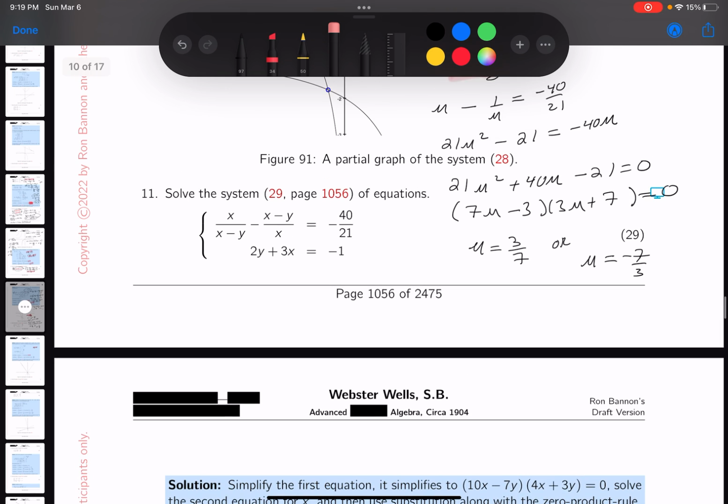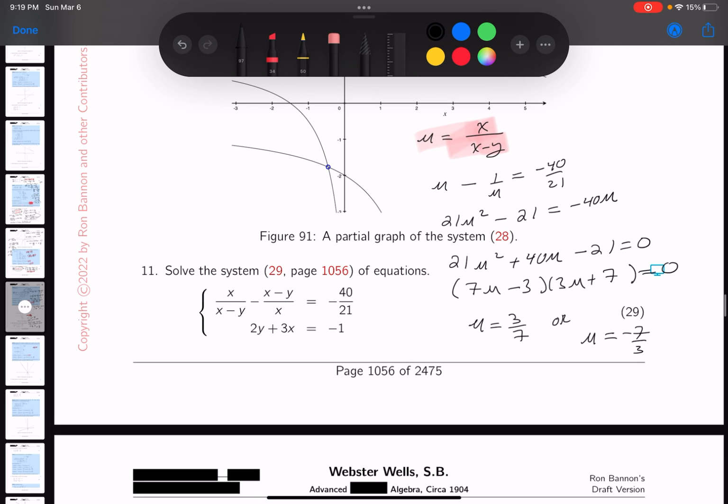I'm going to do this, and I'm just going to do the minus 7/3. So what am I saying over here? Well, let's go back. What is it? Minus 7/3 is equal to x over x minus y.